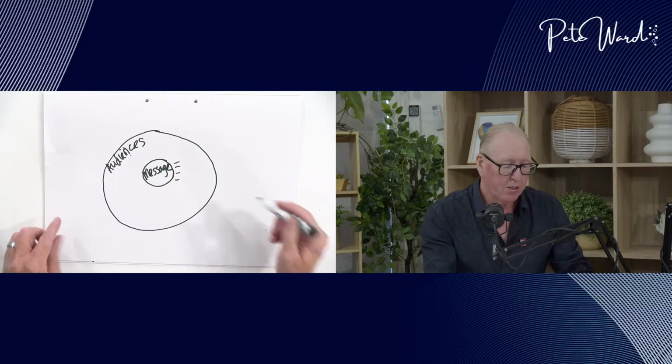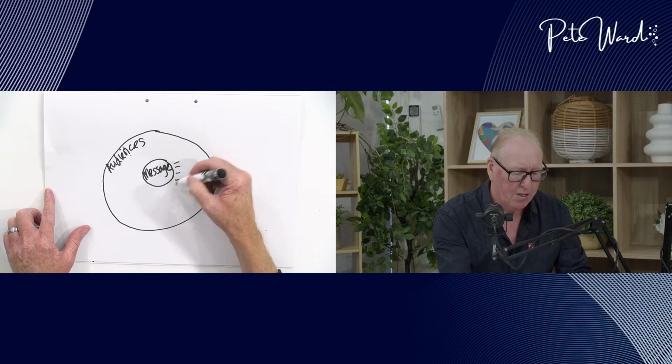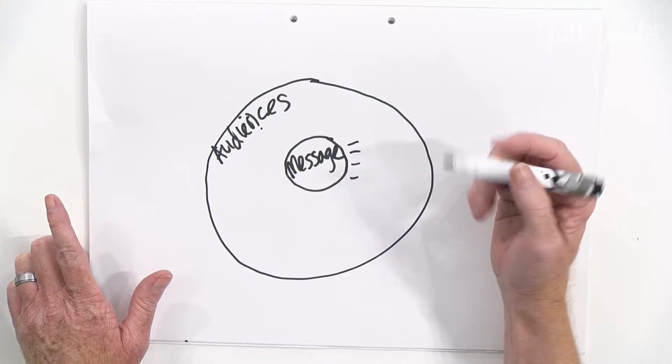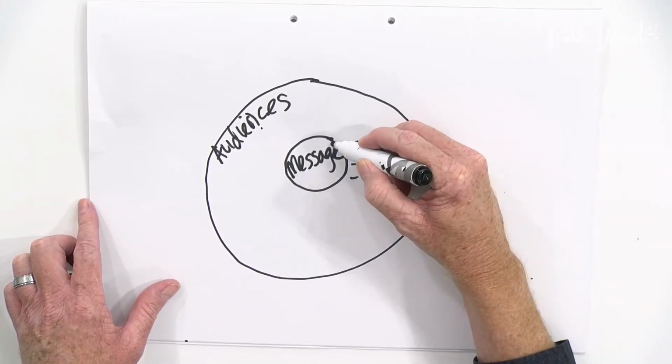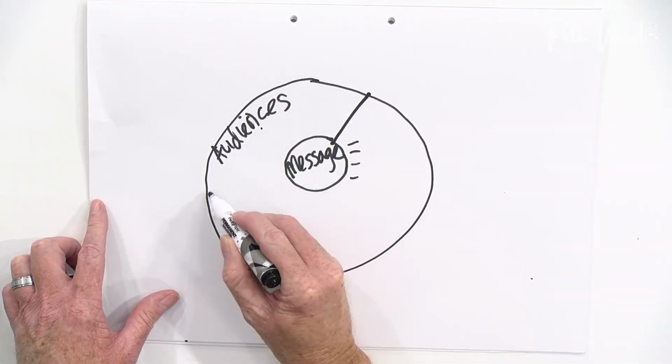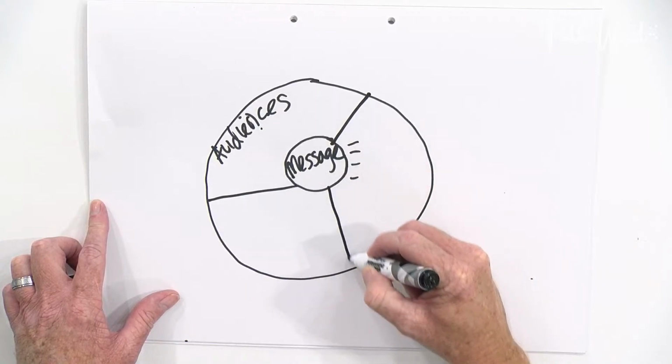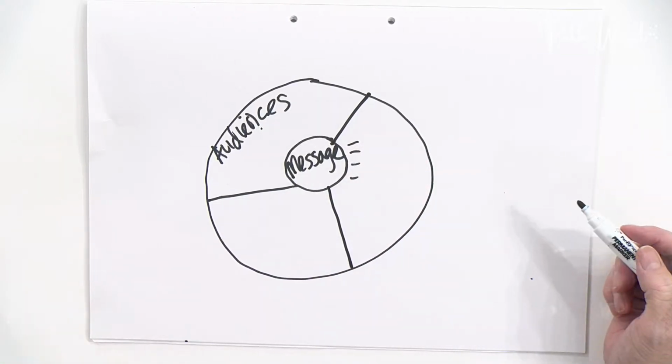And then what you do in your circle is you break it up. Say you've got 3 personas that you're trying to target. Okay, so let's just third it up. Now it looks like a Pokemon, so catch them all.